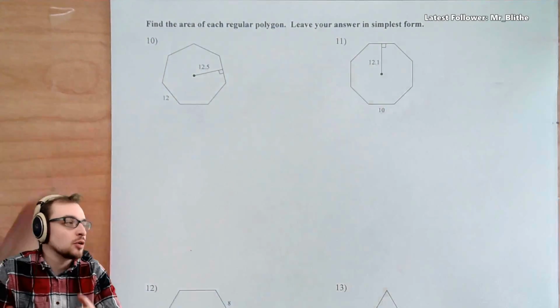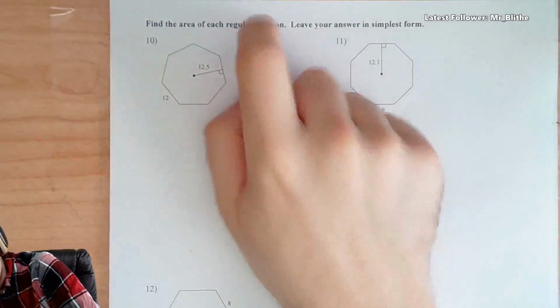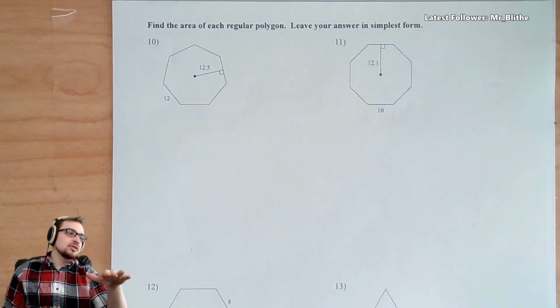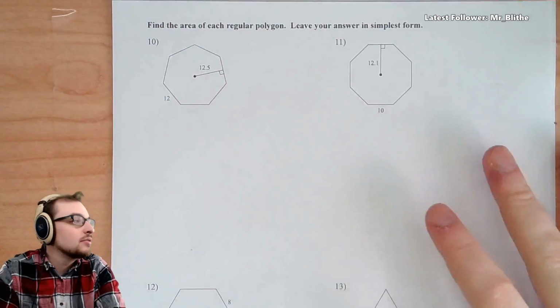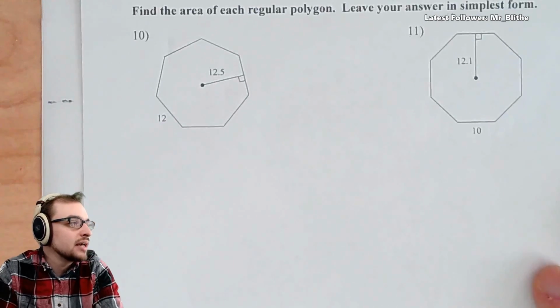It says find the area of each regular polygon, and that's the key. Regular polygon means all the sides and all the angles are the same, right? It says leave your answer in simplest form. All right, let's take a gander at number 10.